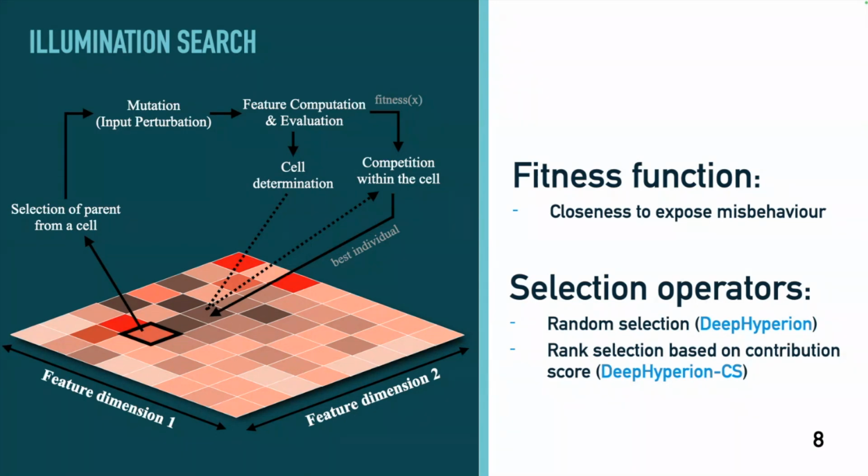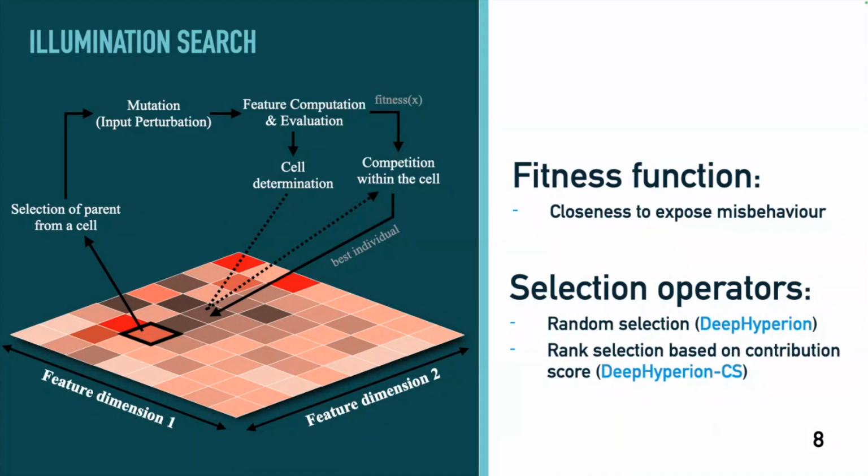So in each iteration, we randomly select one of these cells and mutate the individual, based on which we developed a tool, DeepHyperion. But we were thinking that maybe we can select individuals more wisely and explore the feature space more extensively and generate more misbehavior-inducing inputs. So we came up with the idea of using rank selection based on contribution score.